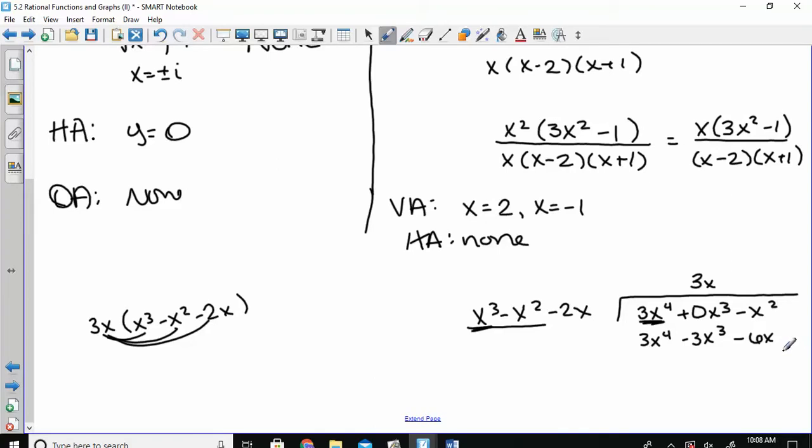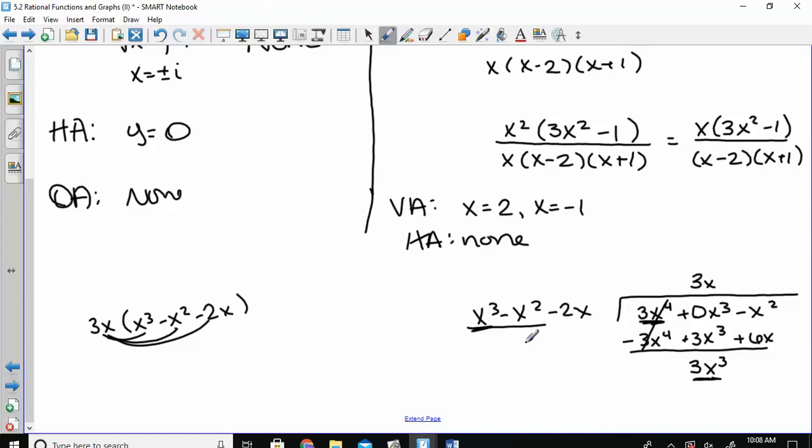We are actually very close now. What did we always have to do to this? Subtract it off. So we usually just distributed a negative through here. So those cancel. What is 0x cubed plus 3x cubed? 3x cubed. Negative 1x squared plus 6x. Those aren't even like terms, but it doesn't matter because we're not even going to need that.